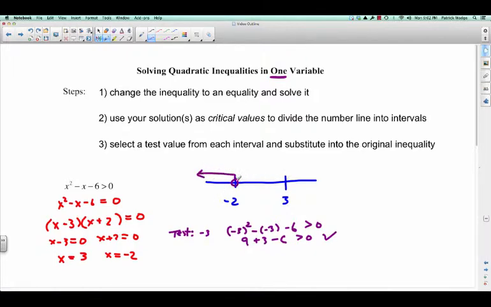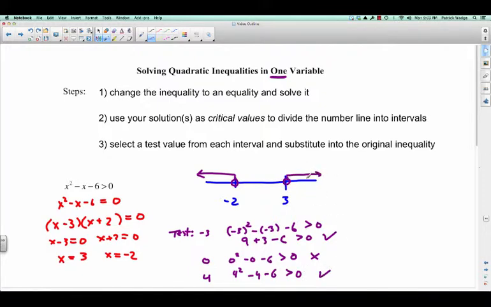Okay? Now we're going to try a point in between here. What would be the easiest point to try? How about 0? So if we put 0, we get 0 squared, take away 0, take away 6 is greater than 0. So that's -6 is greater than 0. Did that work? No, it didn't work. So none of these points in here work. None of them. Now we try a point bigger than 3. Let's try 4. So we get 4 squared minus 4 take away 6 is greater than 0. True? 16, take away 4 is 12, take away 6 is 6, and 6 is greater than 0. Yeah, this worked. So all of these points worked up here as well.